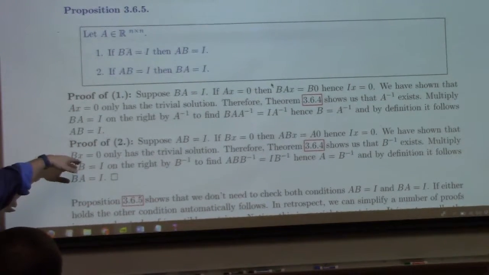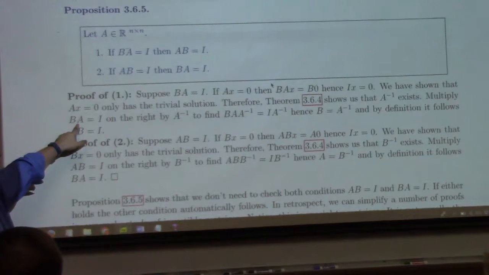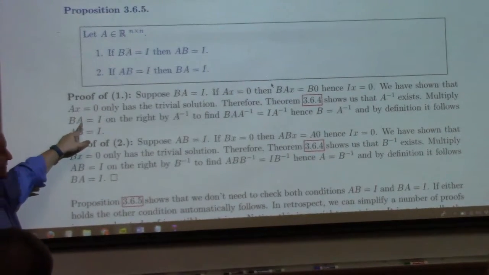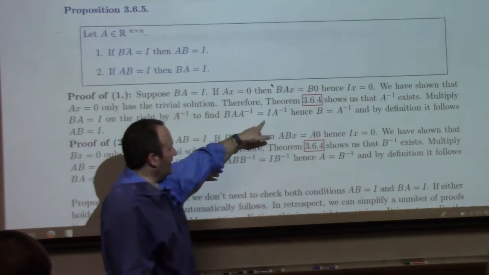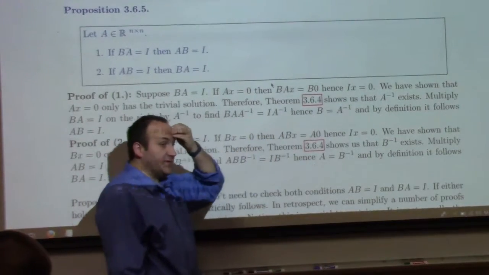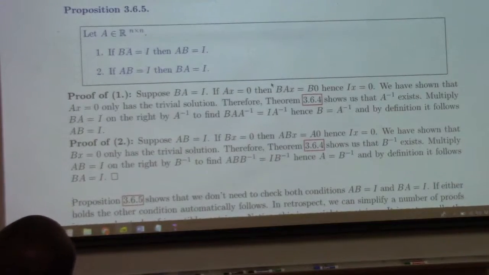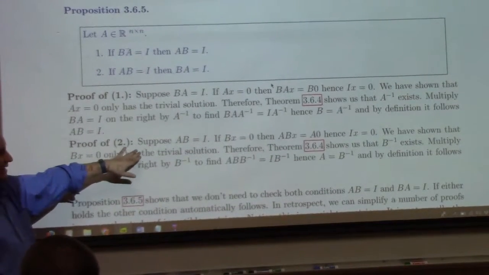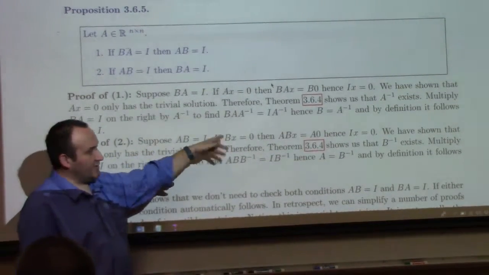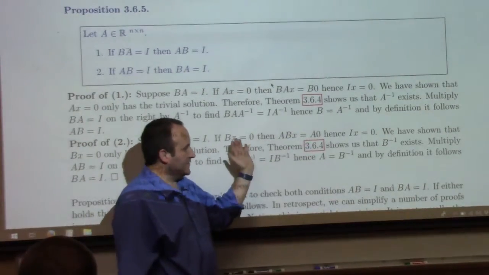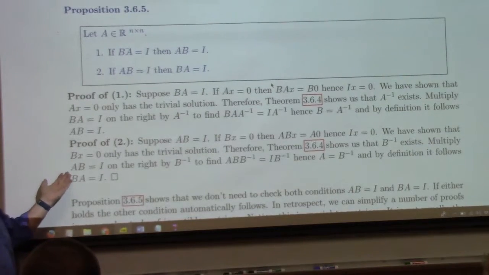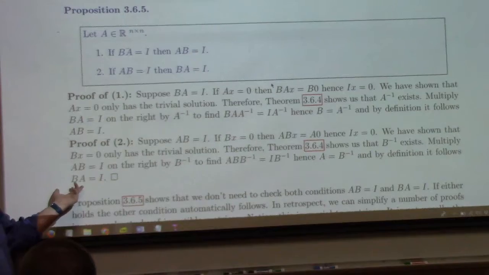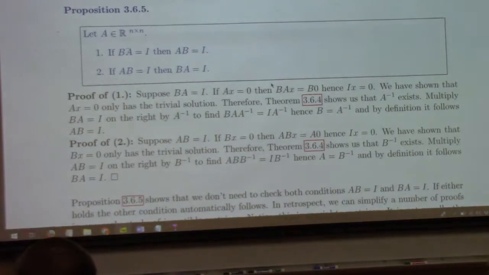And furthermore, we can multiply BA equal to I on the right by A inverse to find that BA inverse is equal to I A inverse, so B is equal to A inverse, and there you go. And vice versa. If we have AB equals I, we can look at BX equal to 0, multiply both sides by A, and get that 0 is the only solution, therefore the inverse exists. And we can prove that that inverse, again, has to be, you can get that BA has to be equal to I given the existence of the inverse.